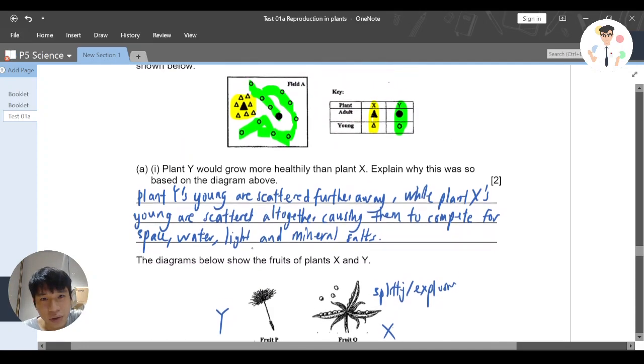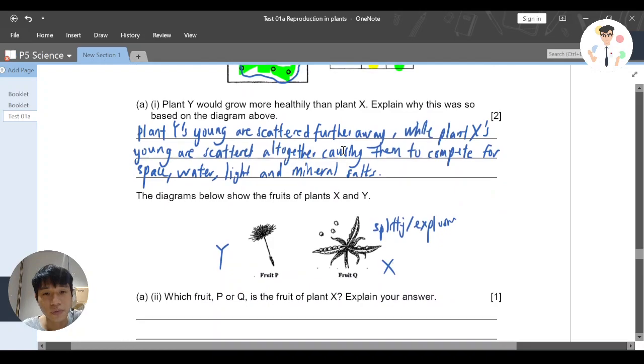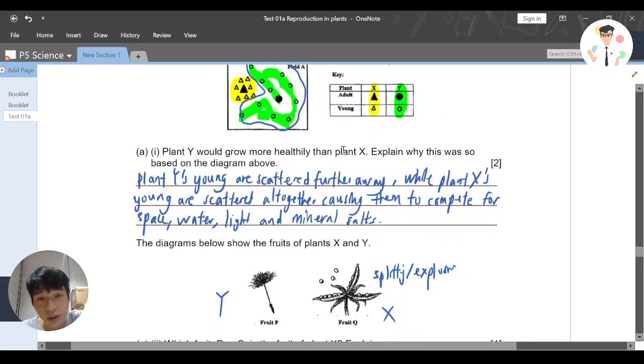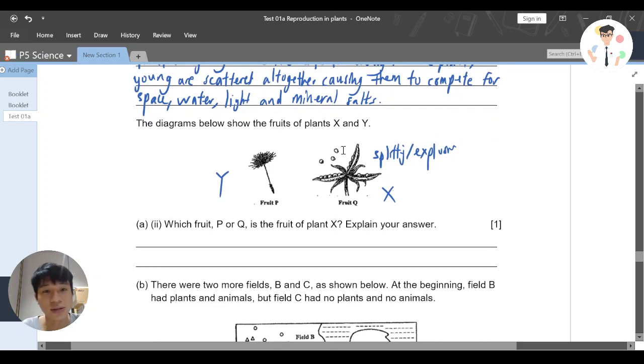But interestingly, if you look carefully here, this dispersal pattern doesn't really seem very like wind, because here also didn't describe what is a wind direction. So it's quite interesting that this question is given in such way. Okay, so I feel like this is something a bit weird when it comes to the diagram, but it's okay, we accept it. So which fruit P or Q is the fruit of plant X?